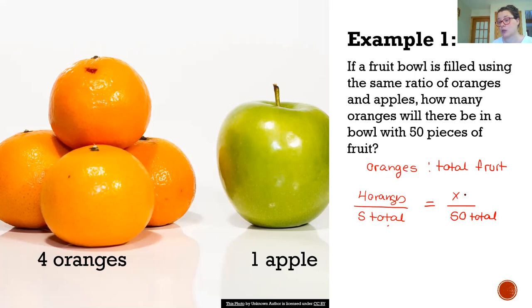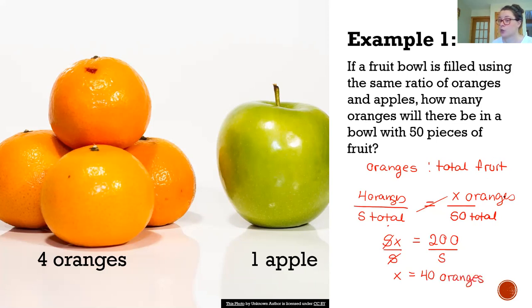And then I want X oranges on the top. These two ratios should be equal to each other. 5 times X equals 5X. 4 times 50 leaves me with 200, and then divide both sides by 5. 5's cancel, and X is equal to 40 oranges.